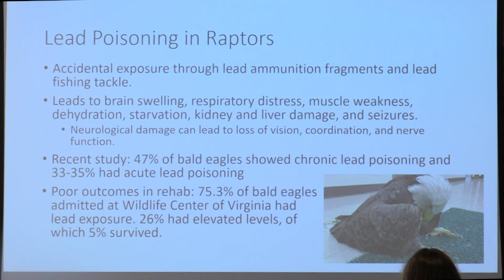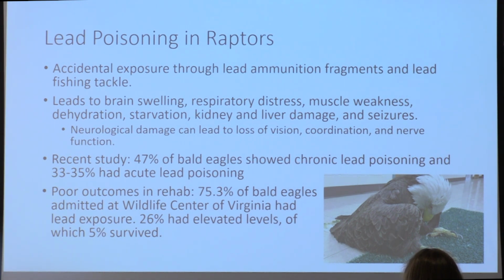So whatever they're eating, like if a fish has high heavy metals exposure, they're eating multiple fish. So they're undergoing a lot more exposure than just an individual fish would have. So that's what we say when we say bioaccumulation is occurring. So they're not able to excrete the lead, they're not able to process it through. And this leads to brain swelling, respiratory distress, and a bunch of different neurological issues. So seizures, muscle weakness, loss of vision, loss of coordination, and loss of nerve function.